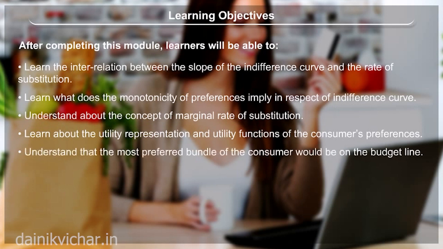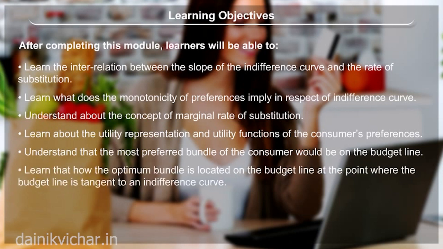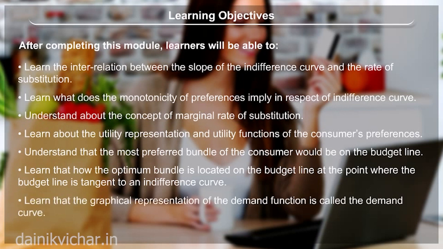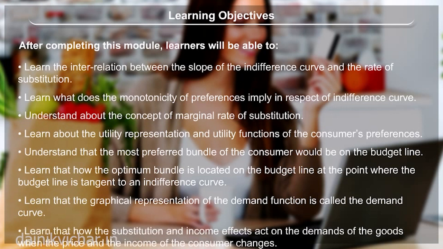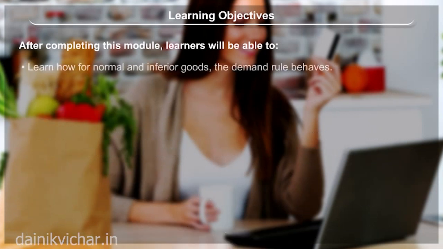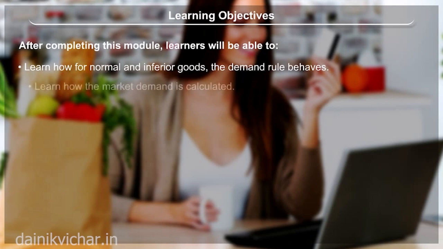Understand that the most preferred bundle of the consumer would be on the budget line. Learn how the optimum bundle is located on the budget line at the point where the budget line is tangent to an indifference curve. Learn that the graphical representation of the demand function is called the demand curve. Learn how the substitution and income effects act on the demands of the goods when the price and the income of the consumer change. Learn how the demand rule behaves for normal and inferior goods. Learn how the market demand is calculated.